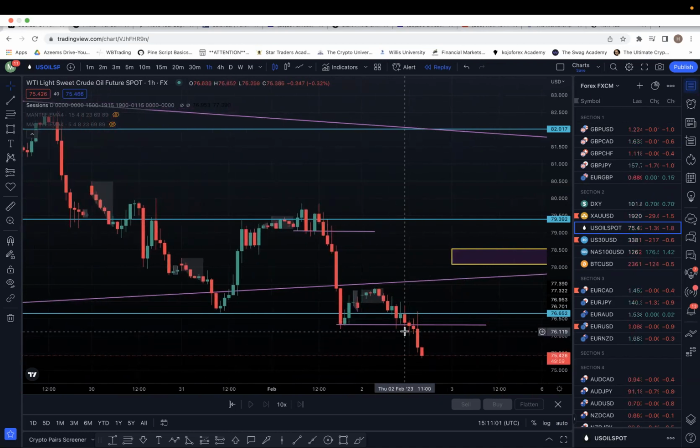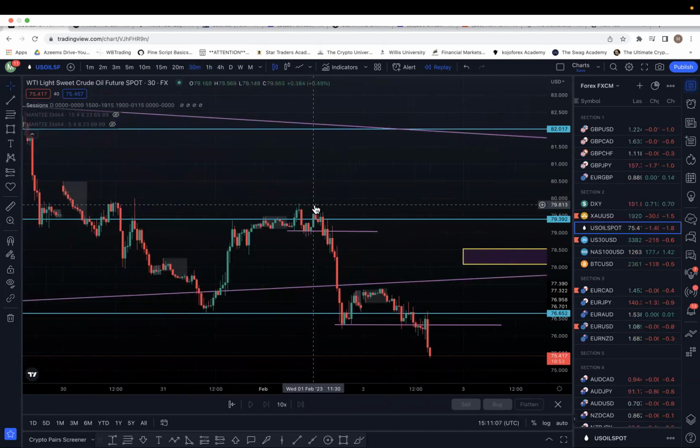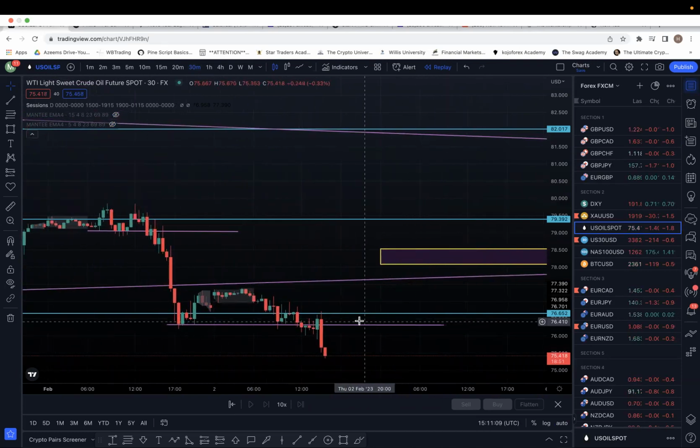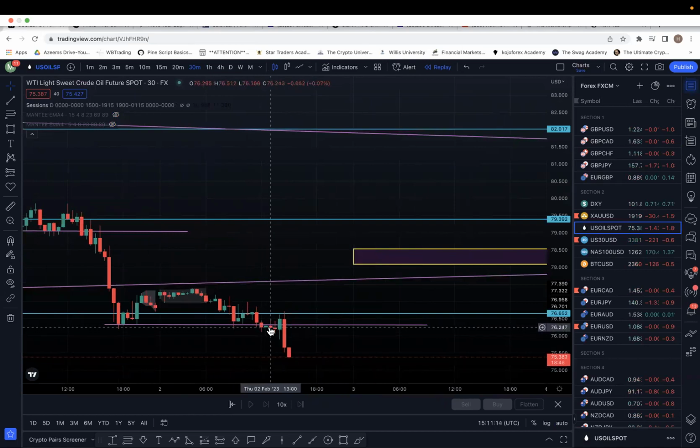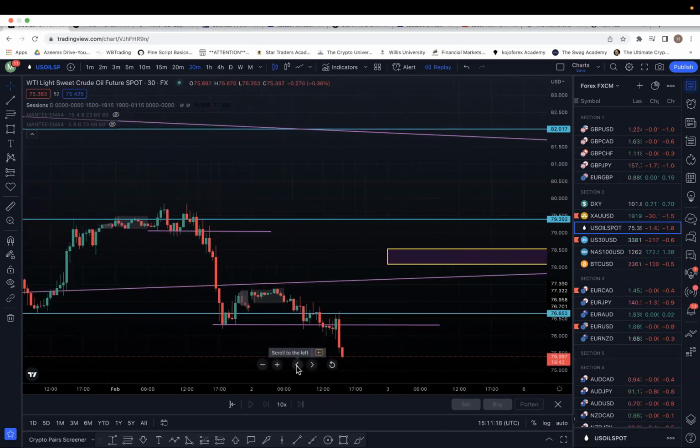So whenever it breaks, that's why I'm saying that when it's breaking, you can scale down to the 30 minutes. You know what I mean? To see that it breaks clearly. So here, you see, it broke. It wasn't even clear. Look, it's a small candle. You know what I mean? Let's leave it, it's fine.